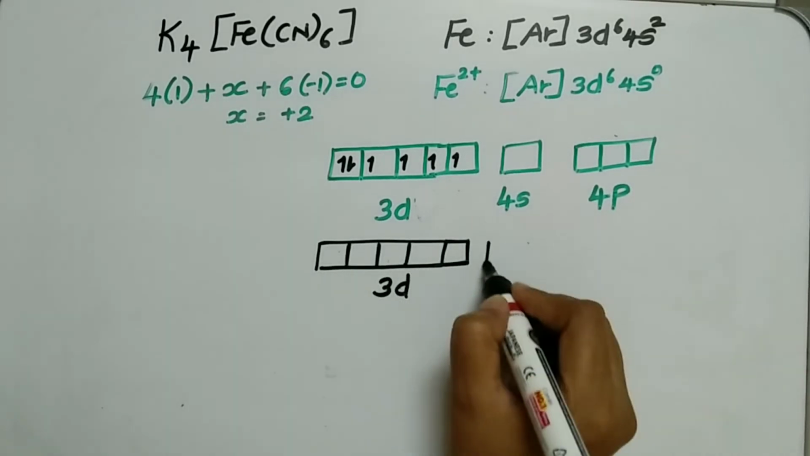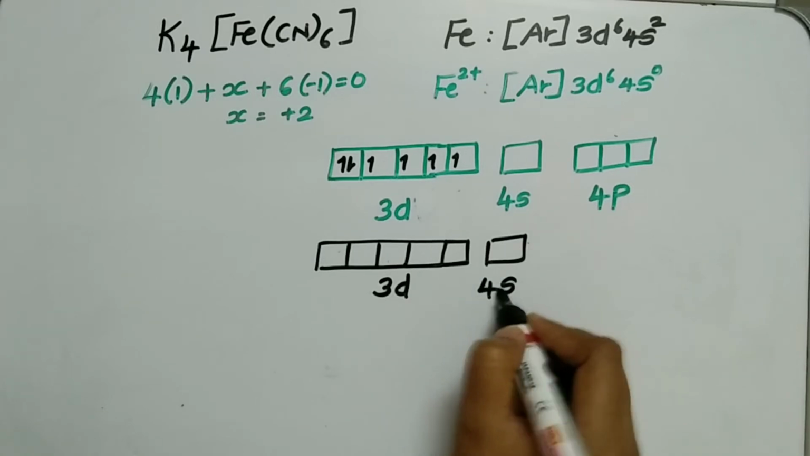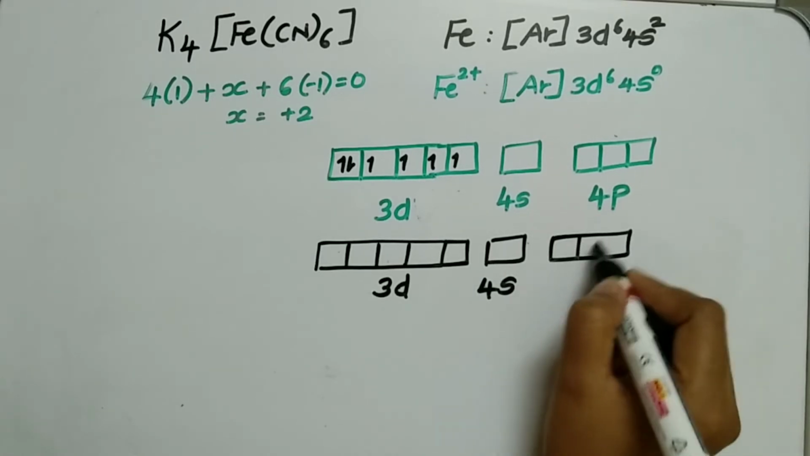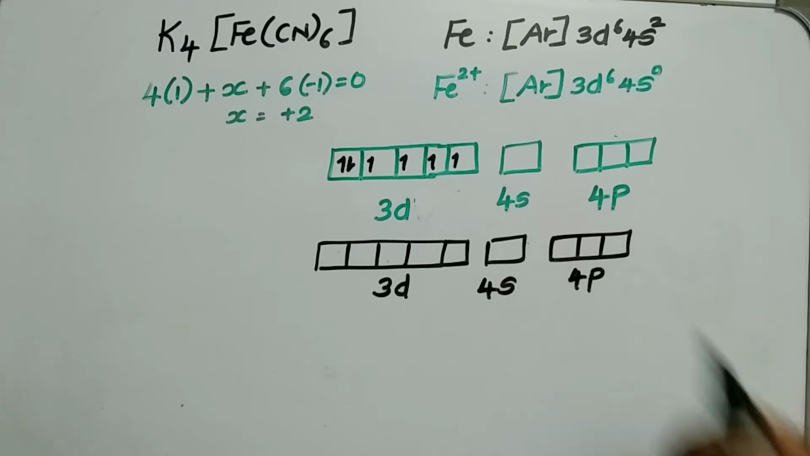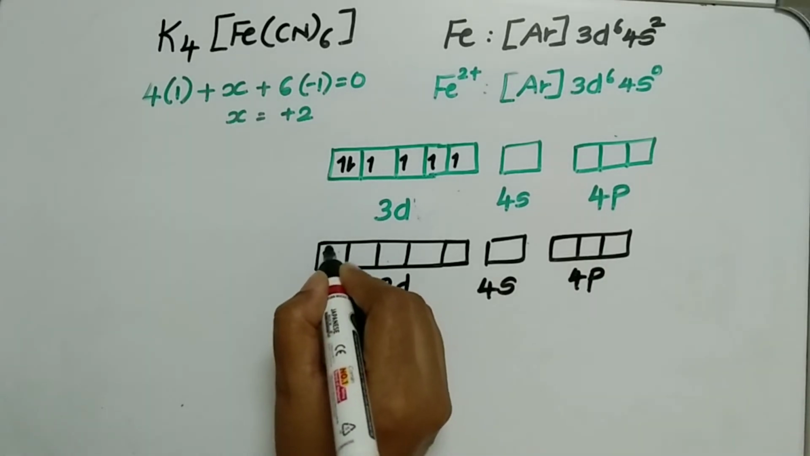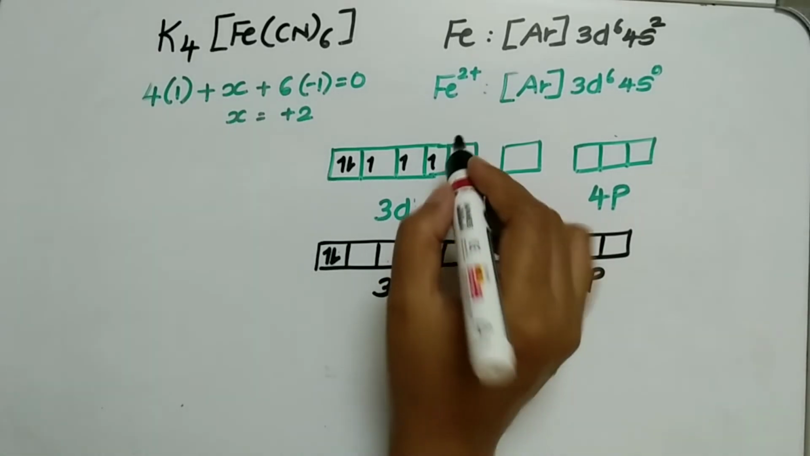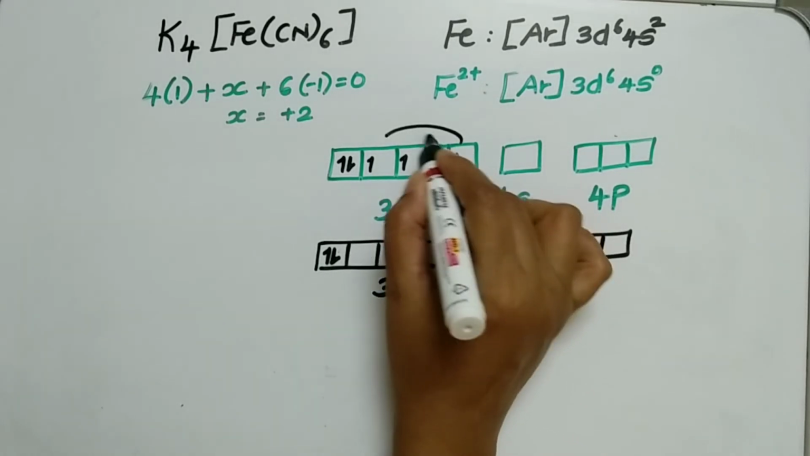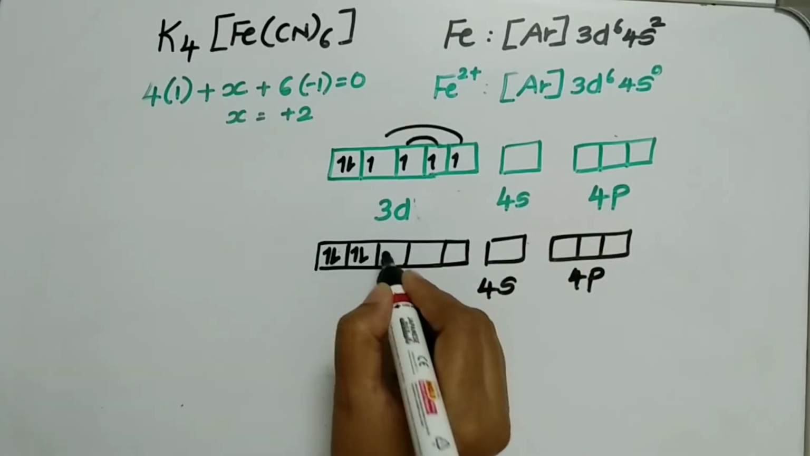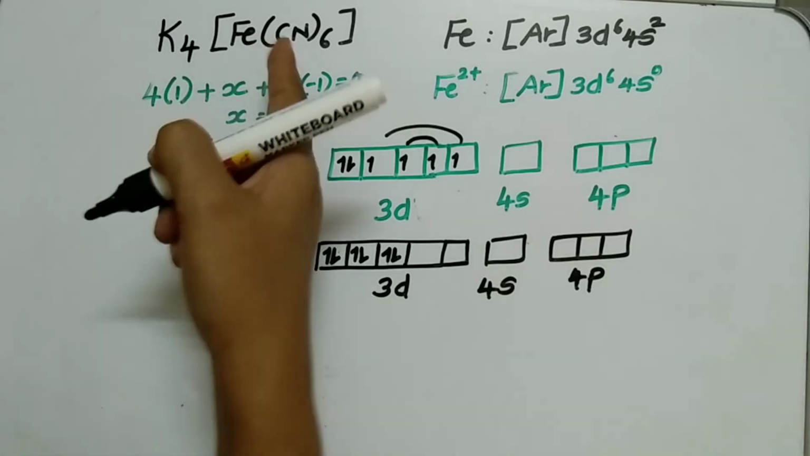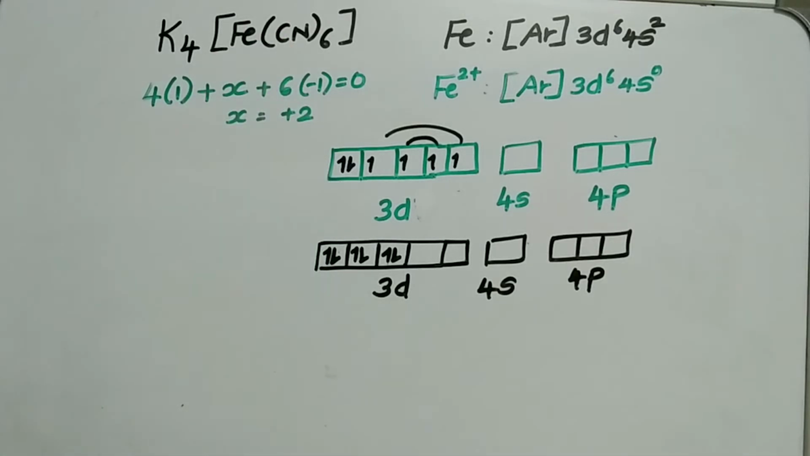In 3d. We will draw the 4s as it is, 4p also, correct. So pairing will take place. Here already the electrons are paired up, this will pair up, this will also pair up, because the ligand is a strong ligand. So the pairing has taken place, right. Okay. Now how many ligands are there? 6 ligands are there. So 6 orbitals we need.